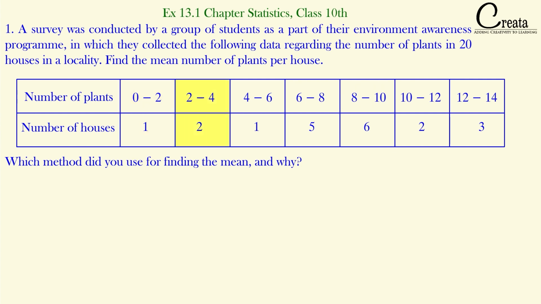Similarly, in the second column, two houses have plants in the range of 2 to 4. If you read the complete table, you will observe that 6 houses, the biggest number, have plants in the range of 8 to 10. Even 2 houses and 3 houses have plants in the range of 10 to 12 and 12 to 14. This data shows that the society has many houses with many plants, and only a few houses with either nil or very few plants. The rest of the society is well aware of the environmental concern and has a larger number of plants.